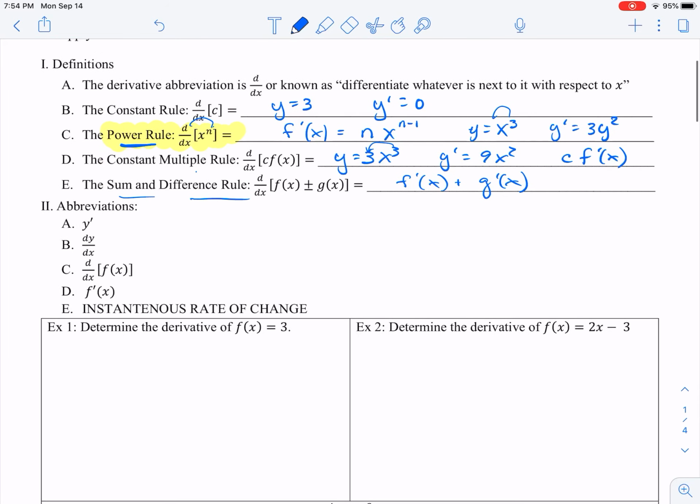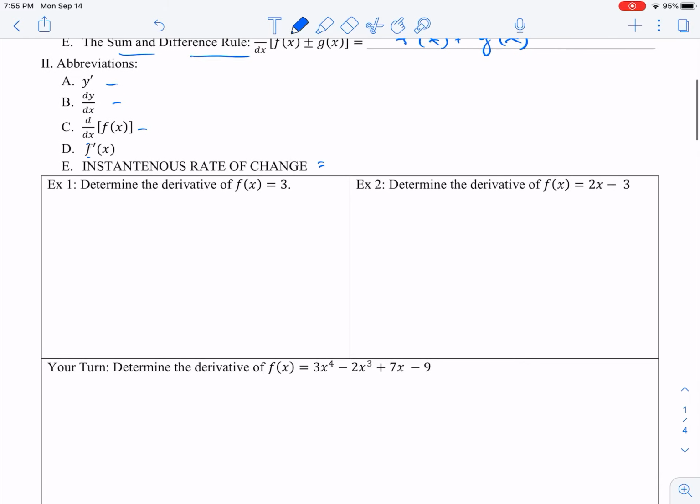These abbreviations we talked about before: y prime, dy/dx, the derivative of f of x with respect to x, or f prime. The derivative does equal the instantaneous rate of change, the slope of the line. Okay?